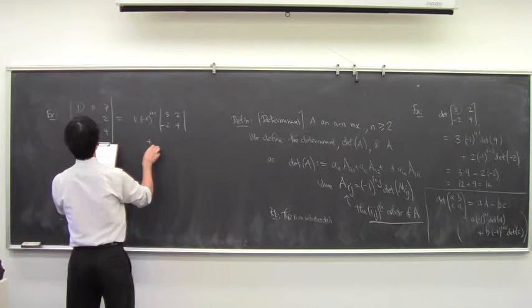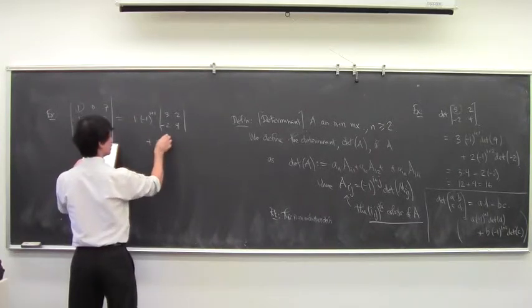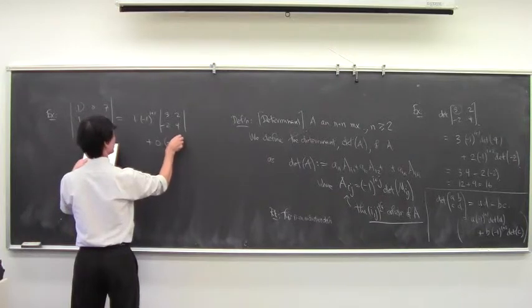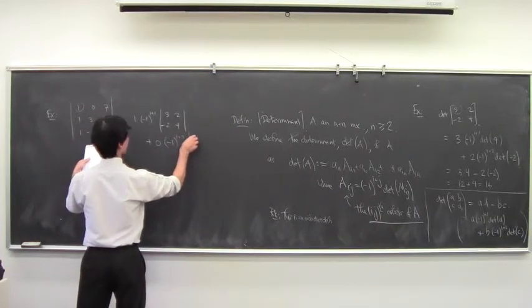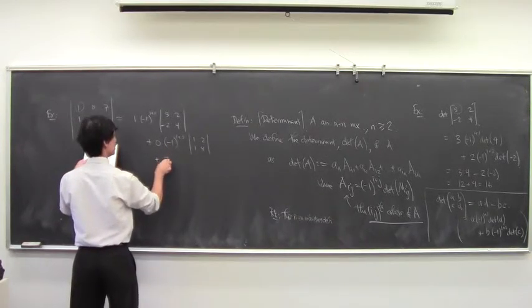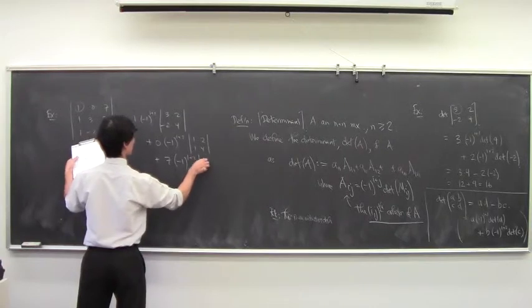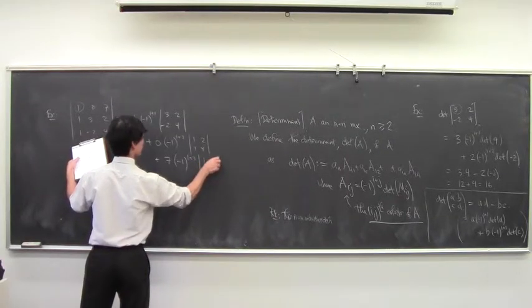Then we get plus 0, and I'm going to write it out even though we don't need to, so we'll get to that 0. So negative 1 to the 1 plus 2 times the determinant of 1, 2, 1, 4, plus 7 times negative 1 to the 1 plus 3 times the determinant of 1, 3, 1, negative 2.